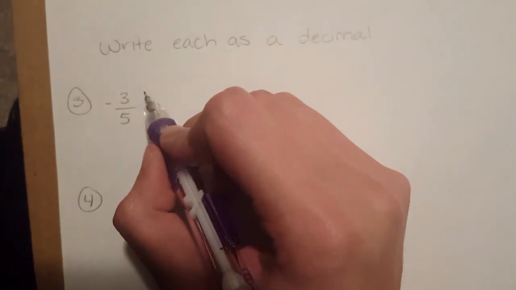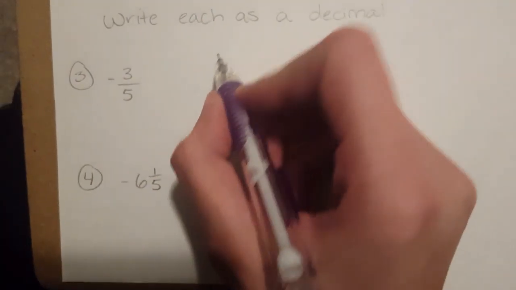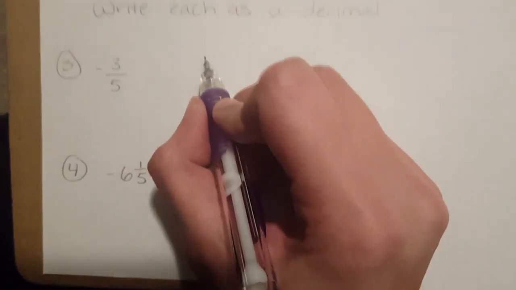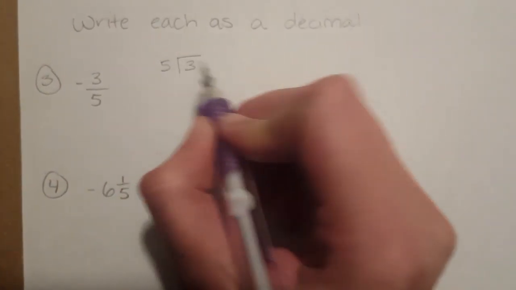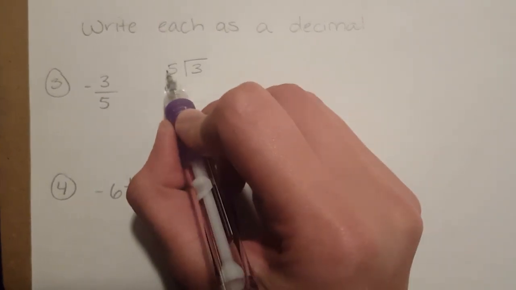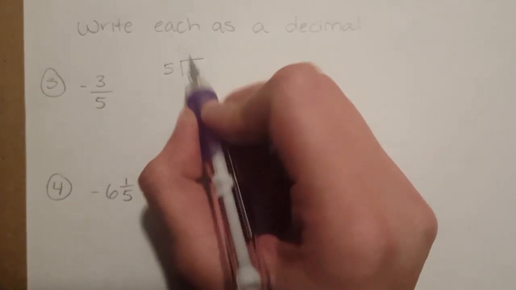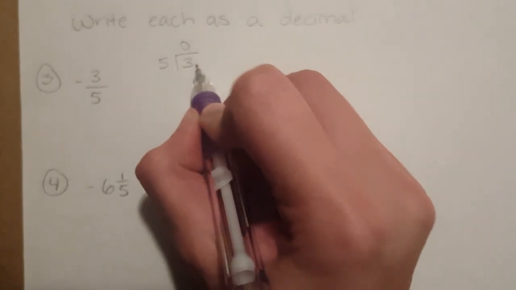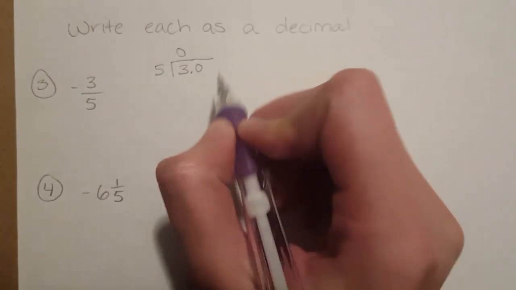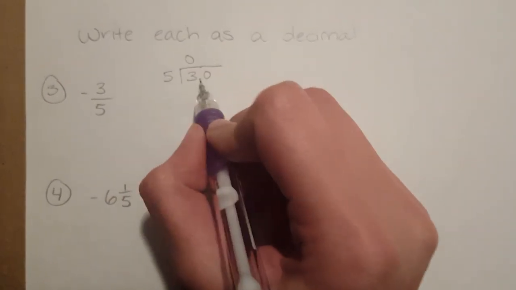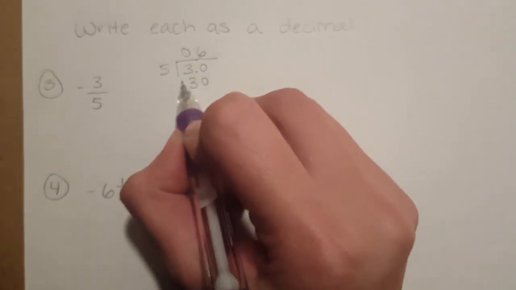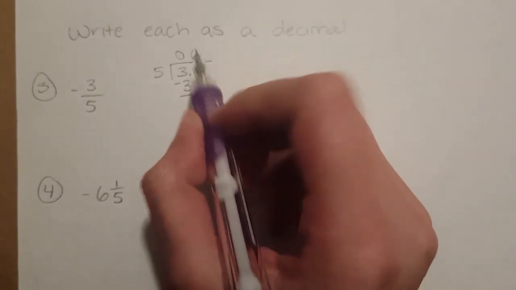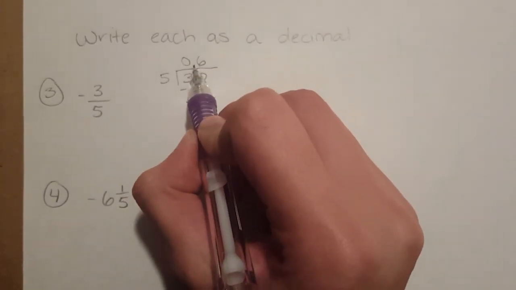So I have negative 3 over 5. The top number is the one that should have gone on the inside, so make sure you got that part right. So 3 goes on the inside, 5 on the outside. 5 can't go into 3, so put a 0 and then a decimal and a 0 after the 3. Okay, now 5 goes into 30 6 times. That would be 30, subtract, you get 0. Your decimal goes directly above, so I get 0.6.